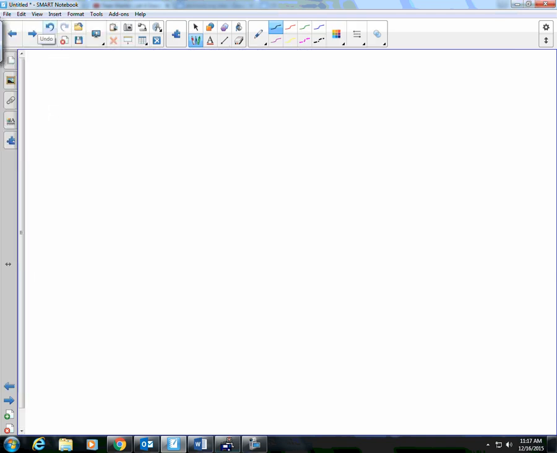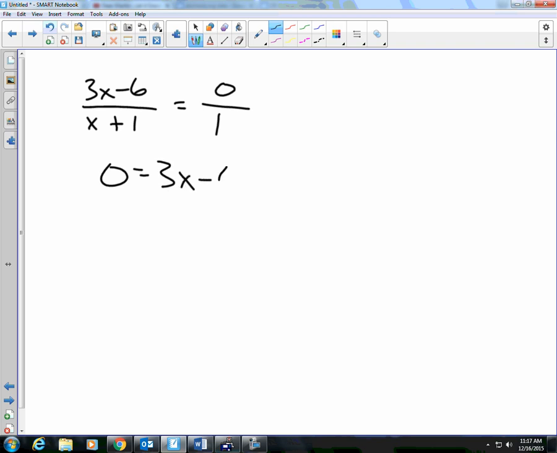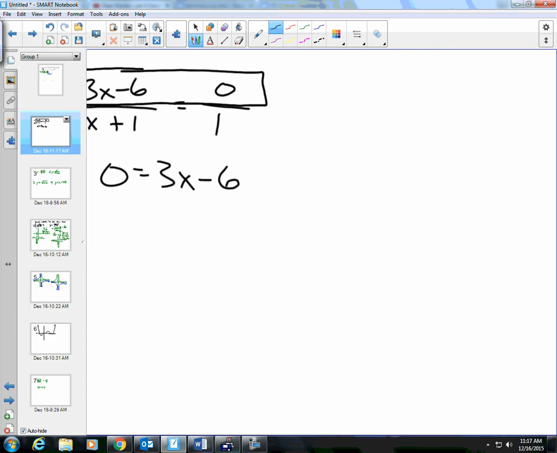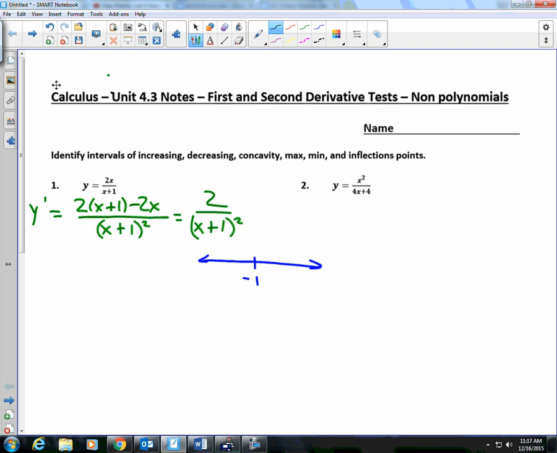Now, let me show you why this works out. If we had, say, 3x minus 6 over x plus 1, and you wanted to set that equal to 0, okay? Say you want to set a rational function equal to 0. If I cross multiply, what happens to the x plus 1 times 0? And then 1 times 3x minus 6 is 3x minus 6 equals 0. So when you want to set a rational function equal to 0, you only need to consider the top. You don't even need to think about the bottom. So in this situation, we've already used the -1 to decide that that's where the function is undefined, so we'll test there. But is the top ever equal to 0?